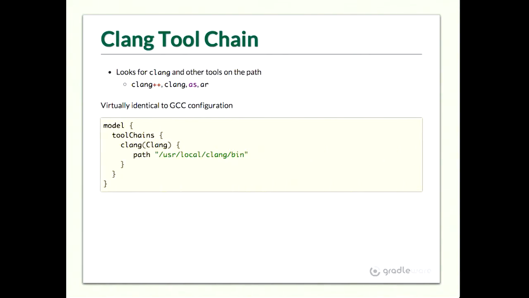So Clang toolchain, basically, if you know how to use the GCC toolchain, you know how to use the Clang toolchain. They're implemented in almost an identical way in Gradle. So the configuration's the same, the executables are named the same, but they're just the default values. We're looking for Clang and Clang++.